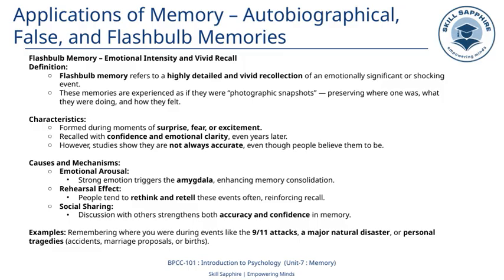Rehearsal also plays a role. We tend to think about, talk about, and retell these events repeatedly, which reinforces the memory and makes it more vivid in our minds. Additionally, social sharing contributes to this process. When we discuss these events with others, it not only boosts our confidence in the memory, but can also affect its accuracy, sometimes making it more vivid, sometimes distorting details. In summary, flashbulb memories are powerful because they're tied to our emotional experiences and are reinforced through repetition and social interaction. But it's important to remember that even our most vivid memories can be imperfect or incomplete.